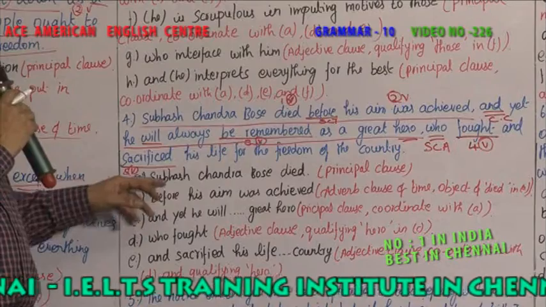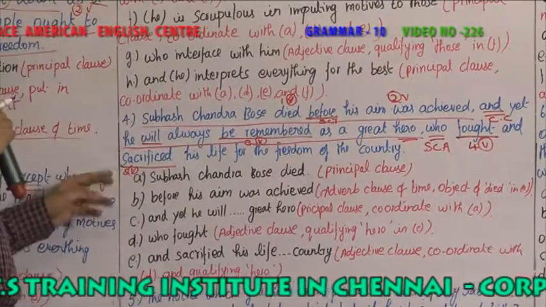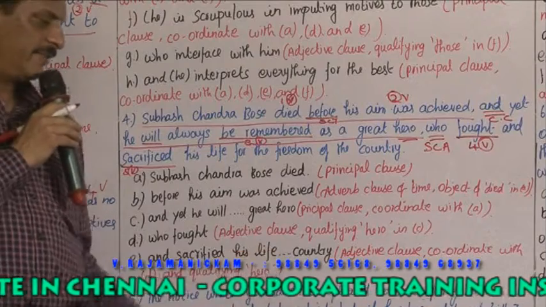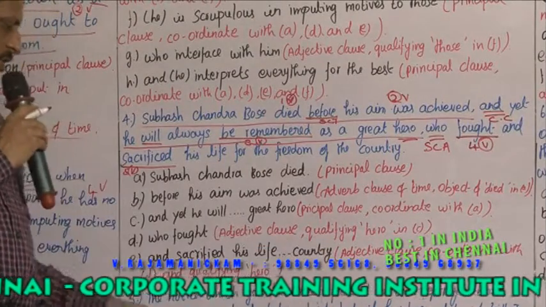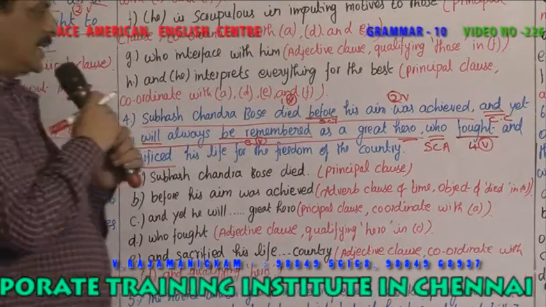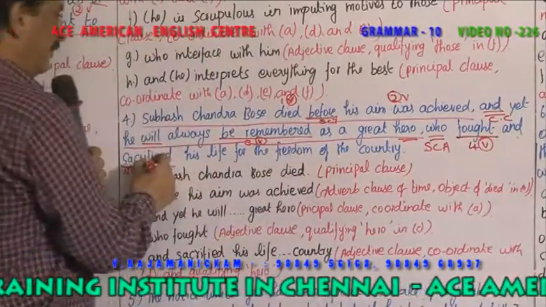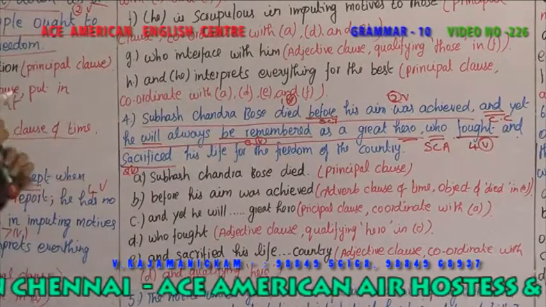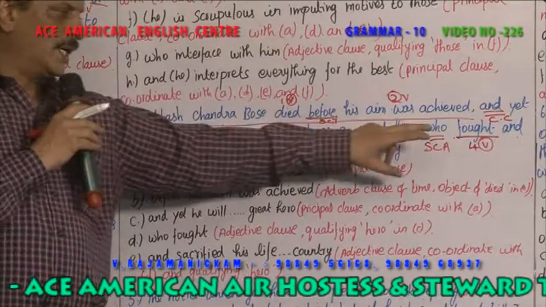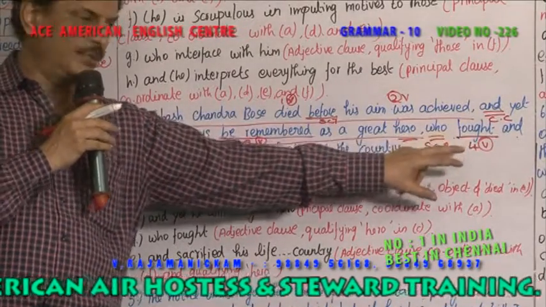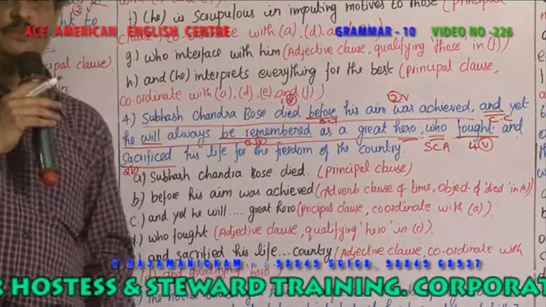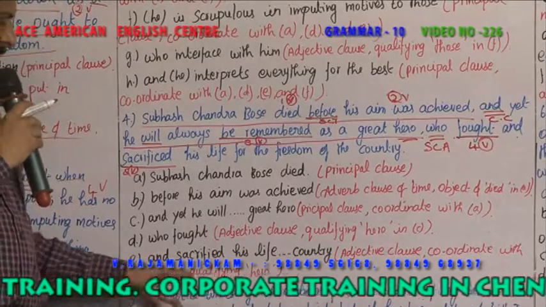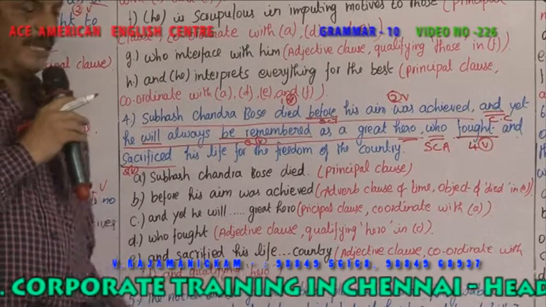Next, and sacrificed his life for the freedom of the country. Adjective clause coordinate with D. So this and sacrificed connects with the sentence who fought, right? So once again it is a substitute, one other sentence, an additional sentence of who fought. So this is called an adjective clause, coordinating with and qualifying hero, sacrificed life for the country.